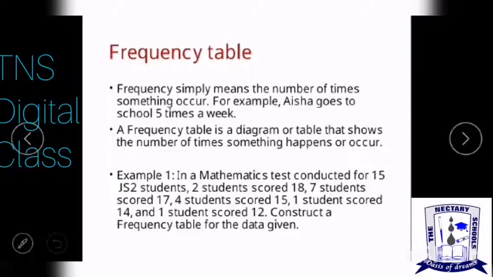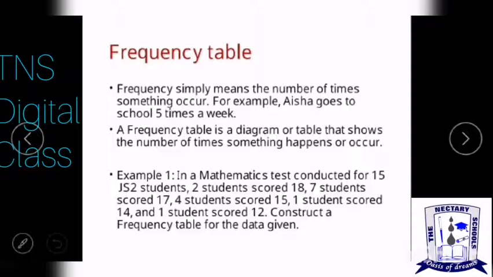What is a frequency table, or what do we mean? What do we understand by the word frequency table? Let's start from the key word there, frequency. To your understanding, what do you think frequency means? When you are asked, how frequently do you go to the toilet? The meaning is just that, how many times do you go to the toilet? How many times do you ease yourself? Frequency simply means the number of times something occurs.